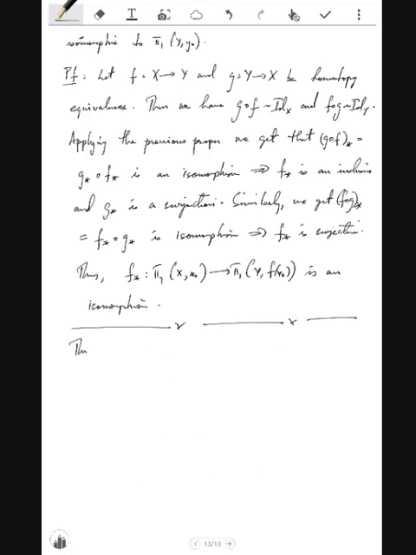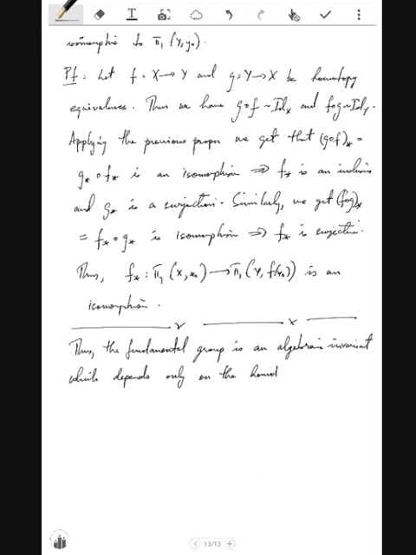Thus, the fundamental group is an algebraic invariant which depends only on the homotopy equivalence class.